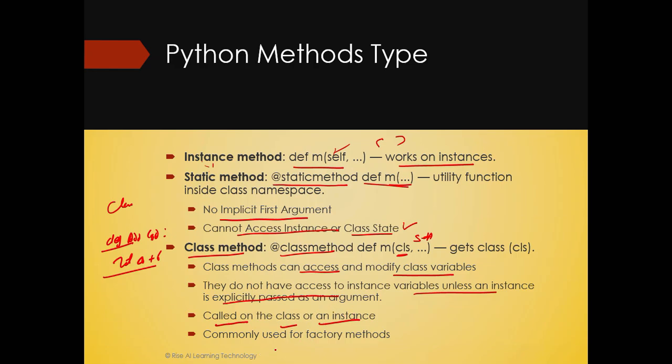Okay, and what is the use of that? Their main use is for factory methods. Whenever we are creating some factory methods, which we will cover further while we work on encapsulation and polymorphism later. Then we will cover this. So that is the use of this. Fine. So these are the different method types in this.